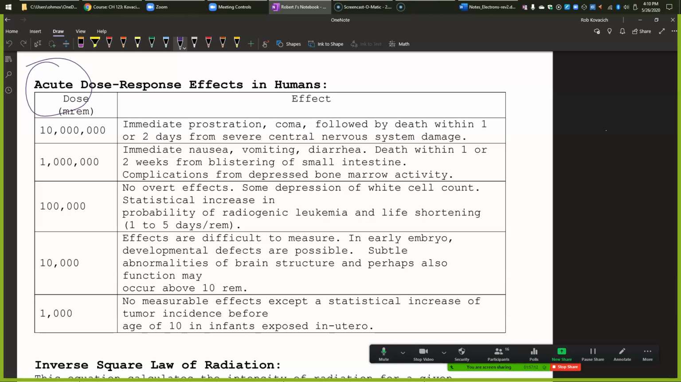Okay, so again, now we're at 10 times more than that, so 100 times more than 1,000, and we're again having no overt effects. Meaning, if we do the math on that, that's 100 rem, not millirem, but 100 rem, and you wouldn't be able to tell that you got hit with that 100 rem.